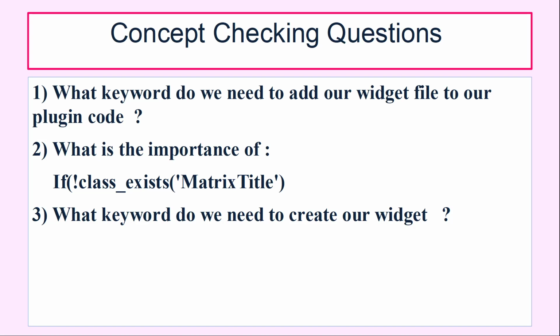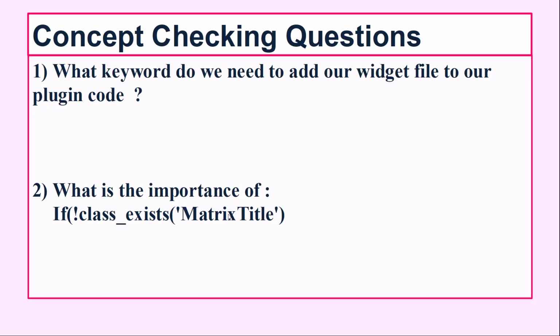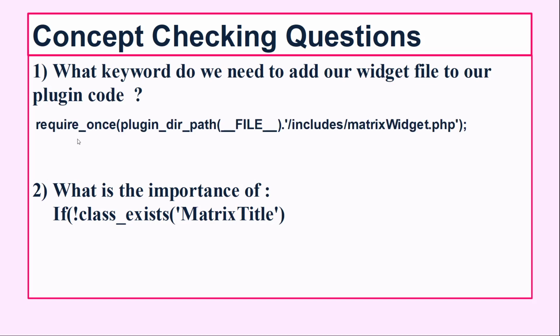So the first one, what keyword do we need to add our widget file to our plugin code? Well, the keyword that we need to add is the require once. So the require once is the PHP function, and this is saying that we want this file once. The plugin directory path is telling the computer exactly the pathway that we want to get into that plugin folder. And then we add in our own dynamic place after that. So that's what we need to do to add our widget file.